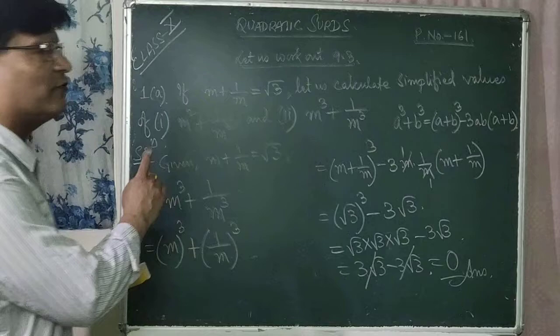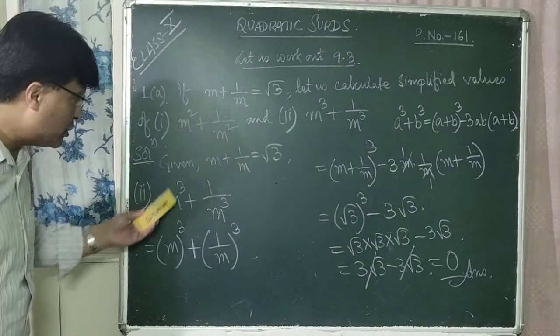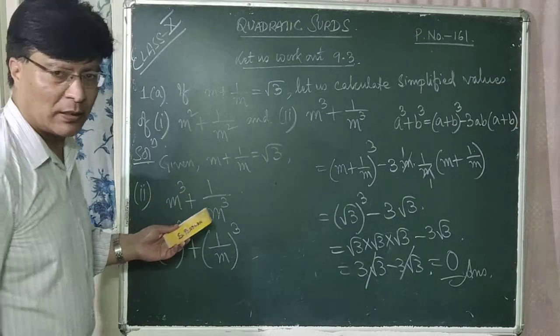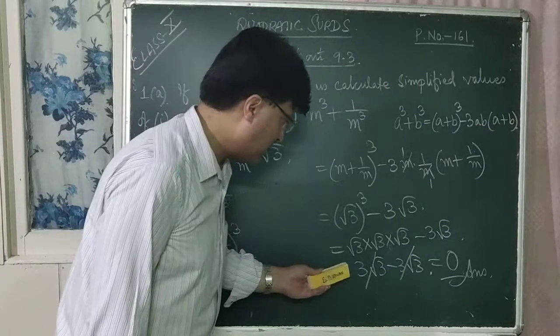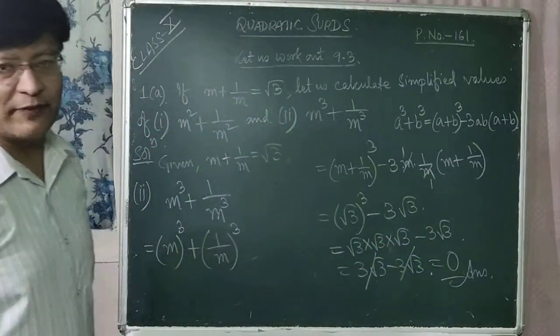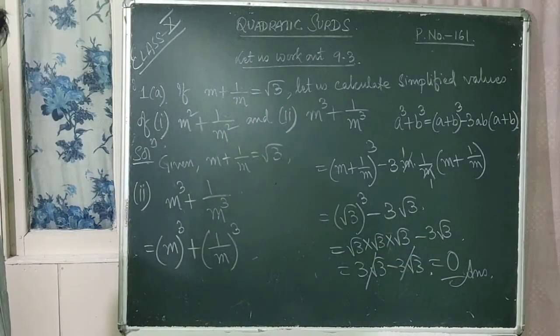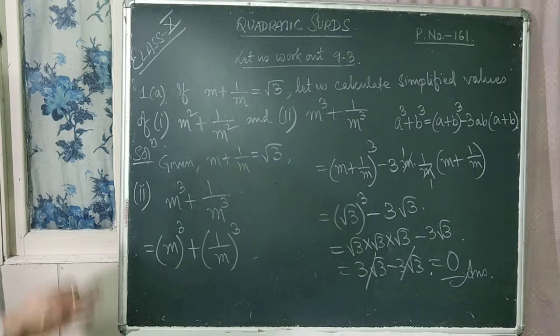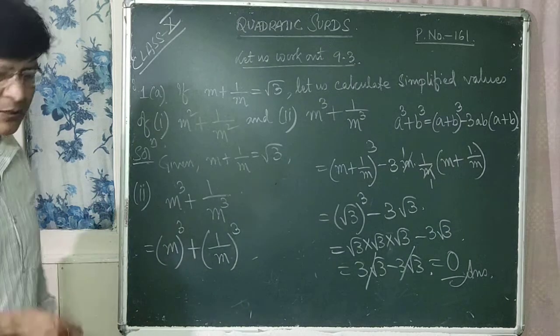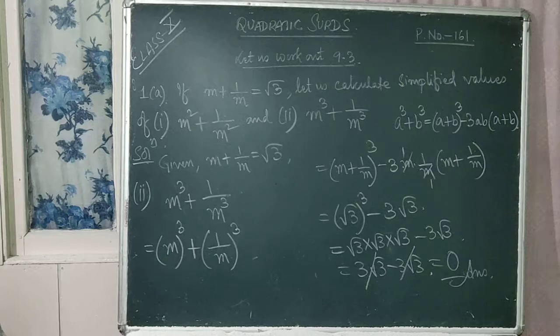So what is the value for m cube plus 1 upon m cube? We simplified it and we got the value 0. So that is the correct answer. You have understood now? So you can copy it. We'll do the next question now.